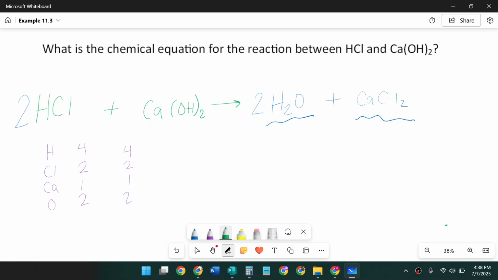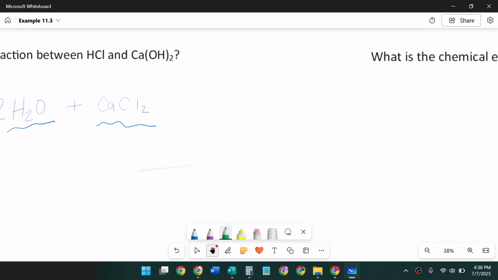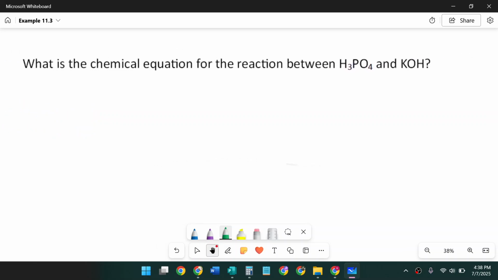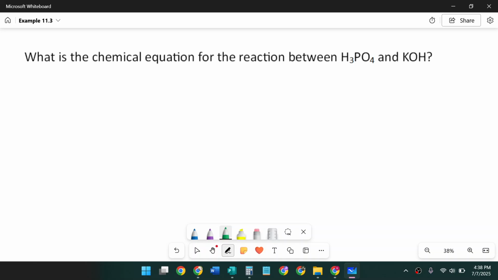All right, so there's your balanced equation. Let's look at the second one. The second one in example 1.3 says, what is the chemical equation for the reaction between H3PO4 and KOH? Again, here is our acid because it has the H, multiple H's we're going to donate. And then here's our base.